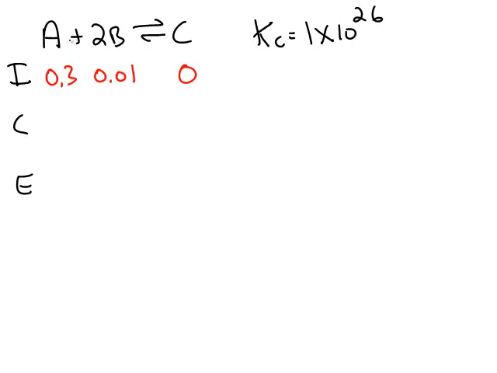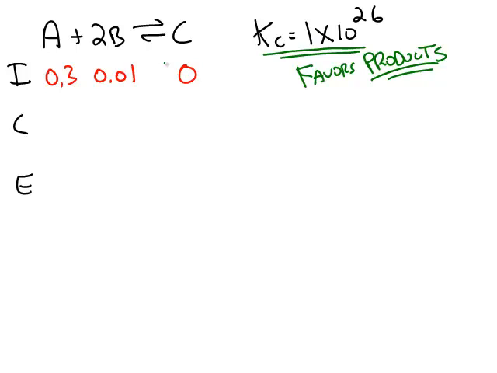Here's an ice chart where we have a reaction A plus 2B makes C, and we're given a Kc value that's extremely large, 1 times 10 to the 26. That large value of K tells us this reaction is going to make a lot of products. When this reaches equilibrium, we're not going to have very much of the reactants left, and we're going to have mostly all products. The problem is we're starting the reaction completely opposite. We're starting it with all reactants and no products.